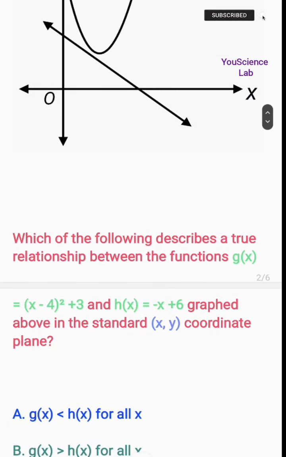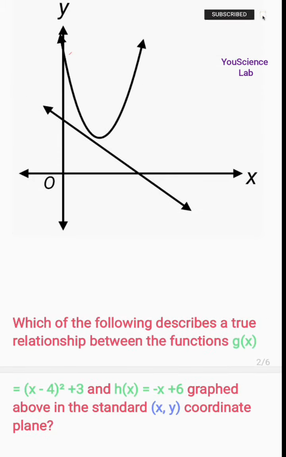So let's just take a look at the graph. The graph with the cup shape, that is this, represents g of x equals (x minus 4) squared plus 3, and h of x is represented by the line. So we have to take some points so that we can look at the options.